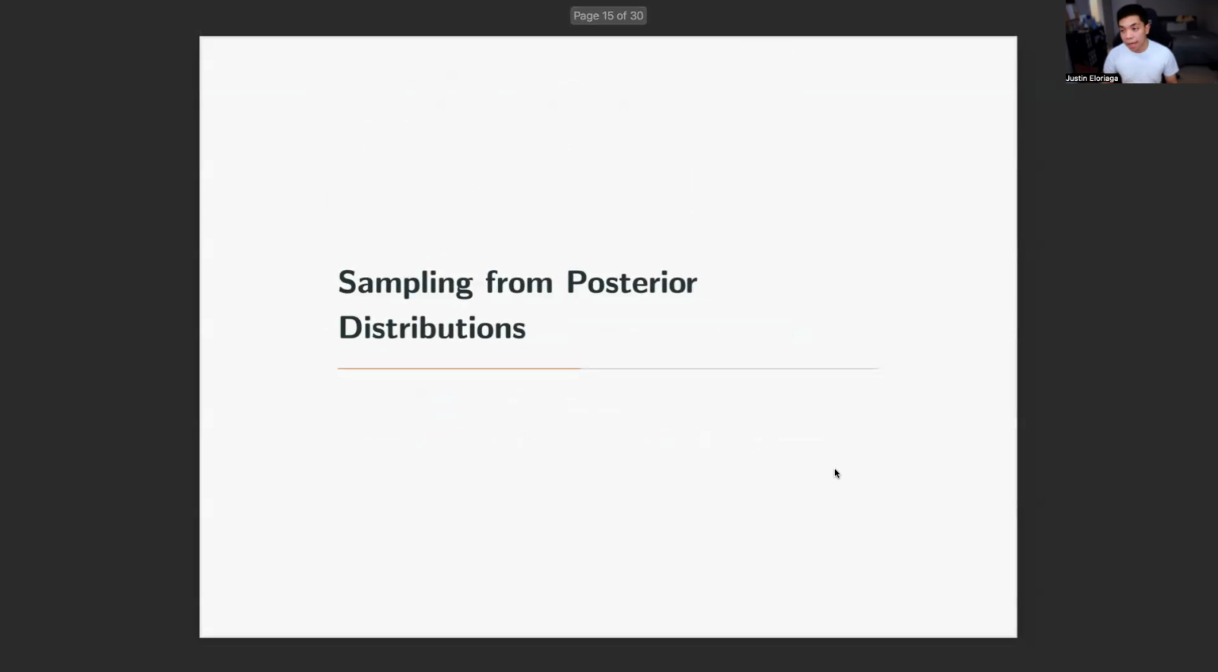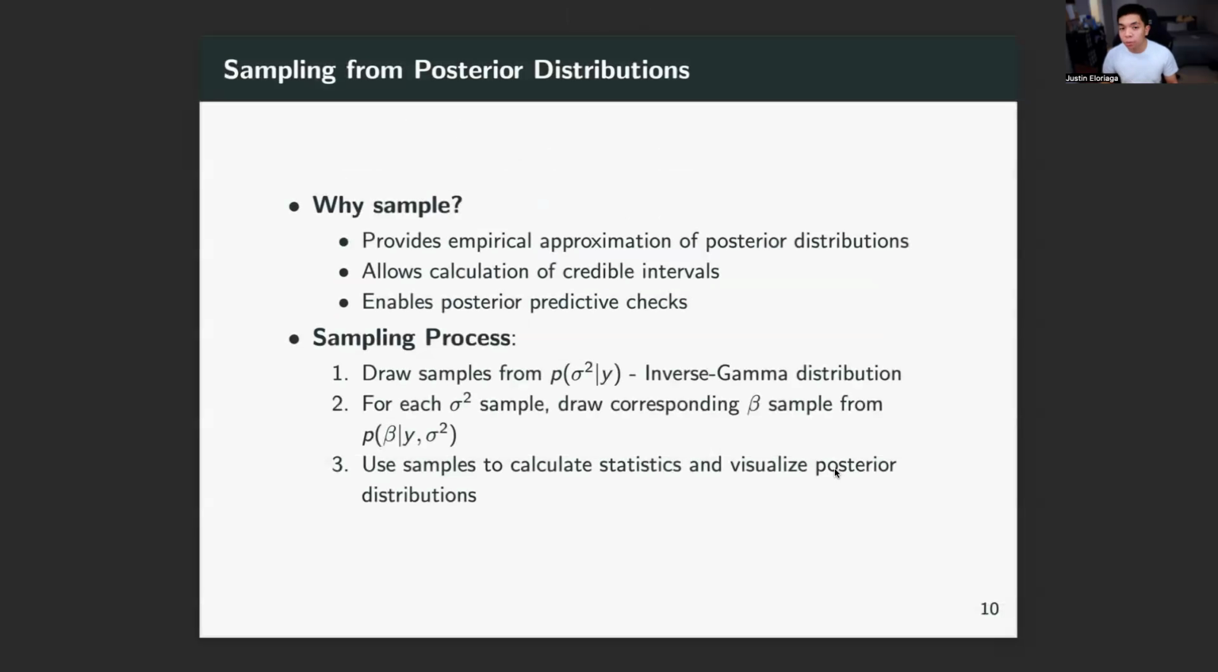Lastly, to do inference, we need to sample from the posterior distributions. Why do we need to sample from the posterior distributions? Well, it provides an empirical approximation of these posterior distributions, and it will allow us to do one very important task, which is inference. It also enables us to check various properties of the posterior, such as generating a posterior odds ratio and other applications.